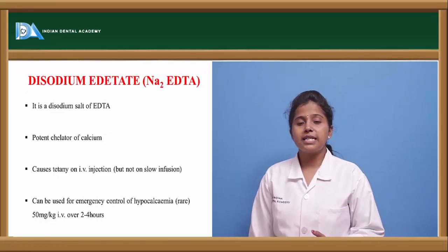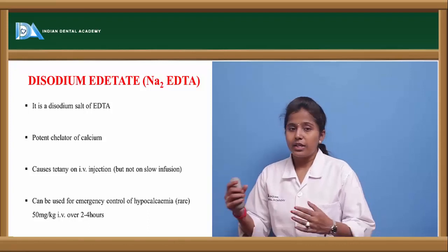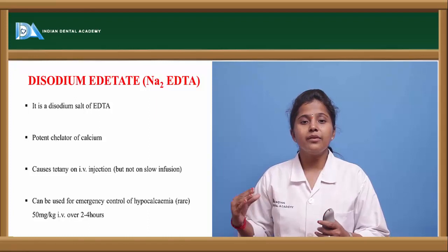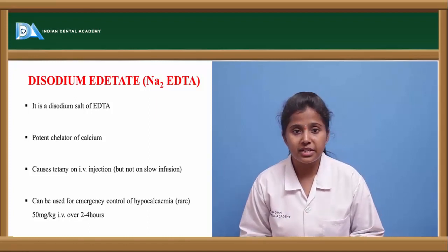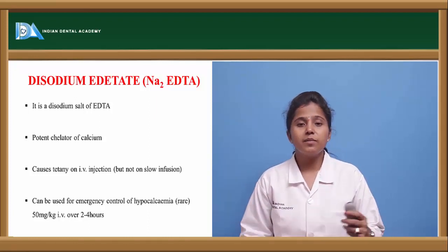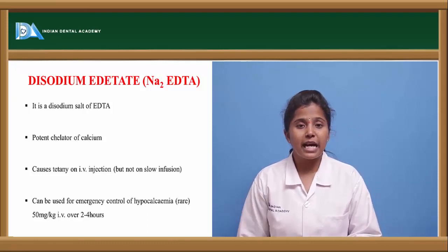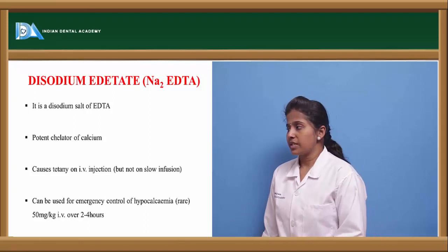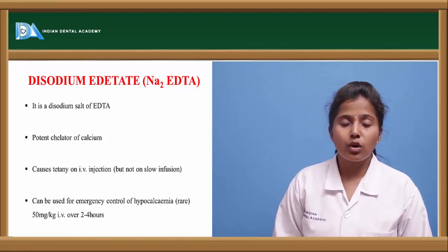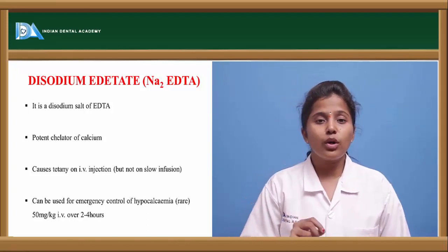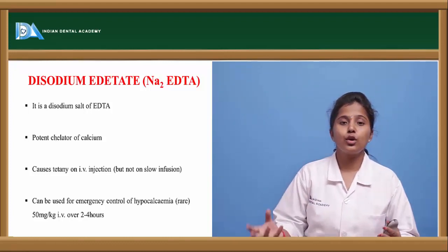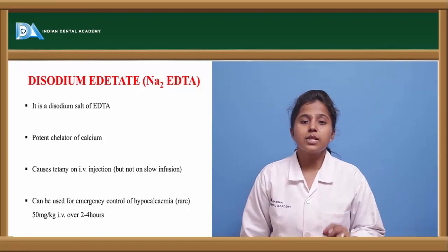The other compound is disodium EDTA. So the EDTA is a complex structure. When it is combining with sodium, it forms disodium EDTA. When the sodium is replaced with calcium, it forms calcium EDTA, or calcium disodium EDTA is also present. So it is a disodium salt of EDTA, when 2 atoms of sodium are combined with EDTA.